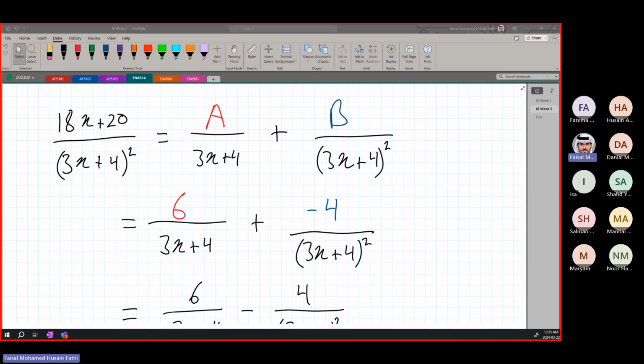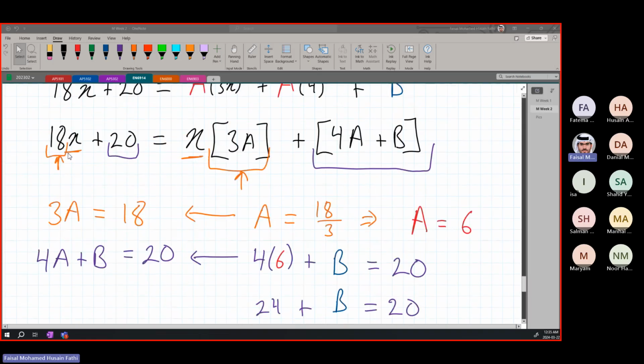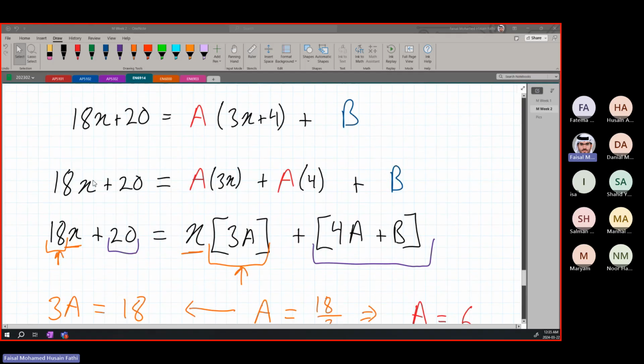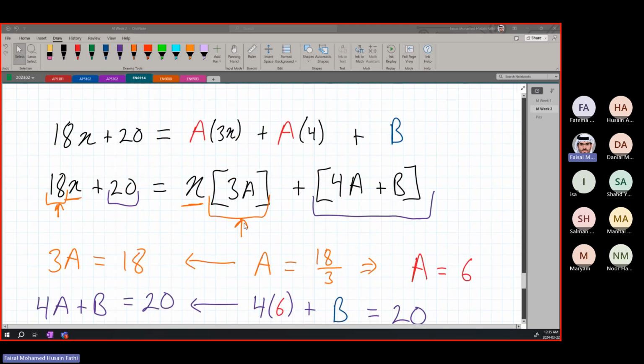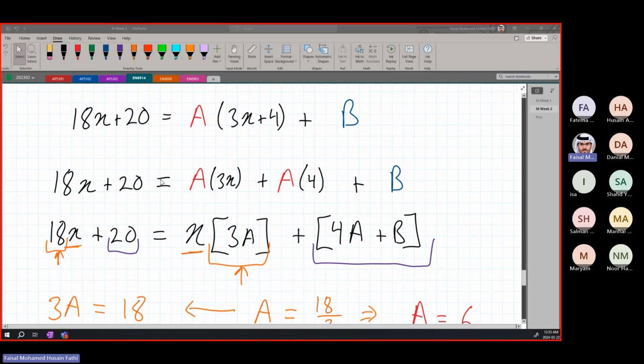Is this clear? So this is just a second method. This is a different method of using it. You could use the x method again, substituting values for x and solving. Or you can use this method where you are grouping the x's by themselves and the constants, and then equating the constants and solving for a and b. Or you could do the substitution method that I did earlier.